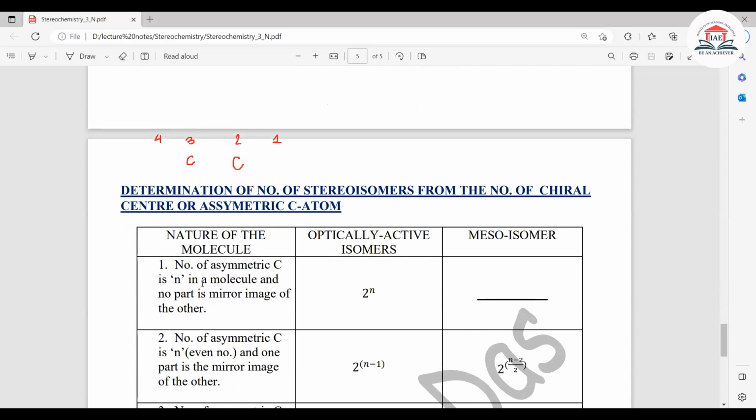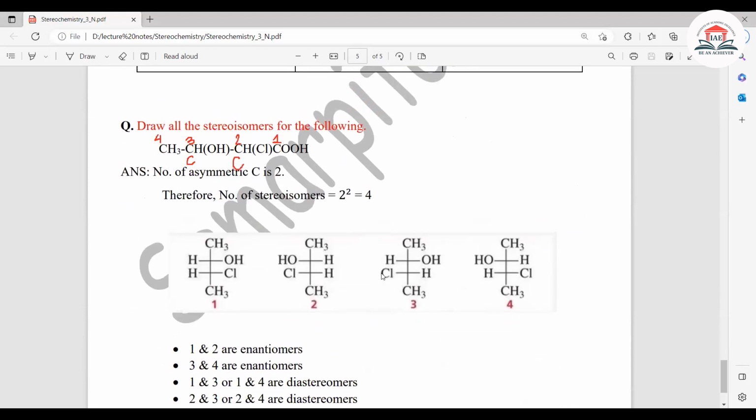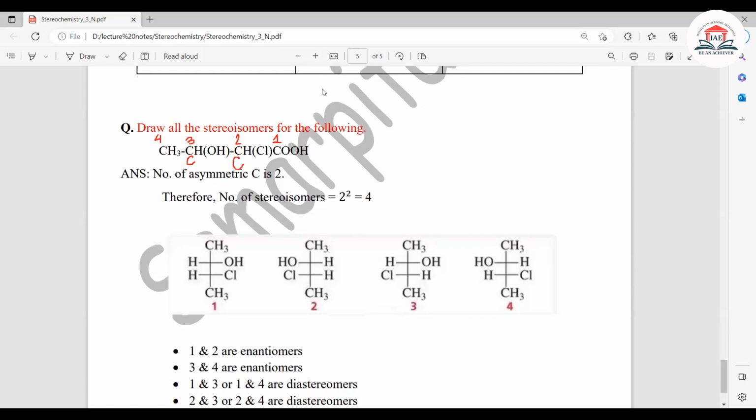The number of asymmetric carbons is n in a molecule, and no part is the mirror image of the other. So that means in this case there will be no meso isomer. This molecule is totally asymmetric, and there are optically active isomers. How many? 2 to the power n. In this case, n is equal to 2 because there are 2 chiral centers. So the number of isomers will be 2 to the power n, that is 2 squared. So it will be 4.